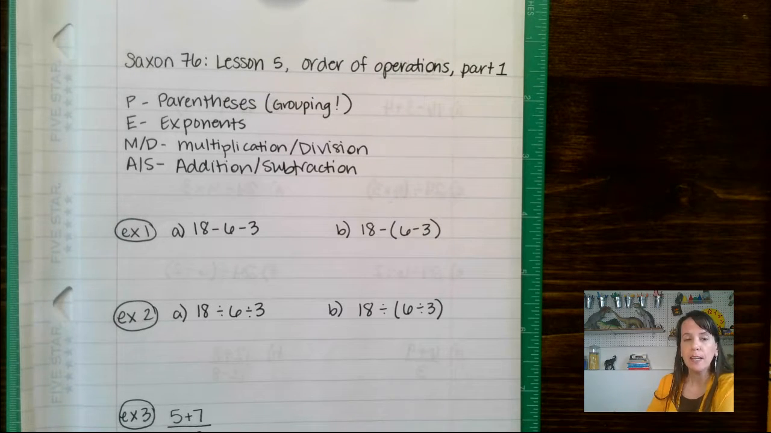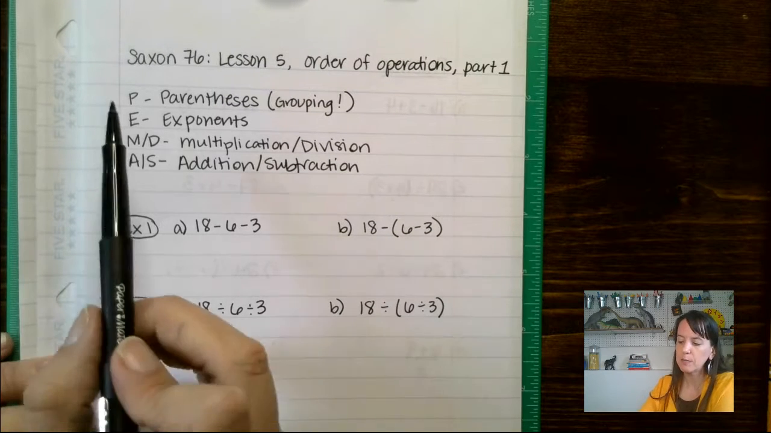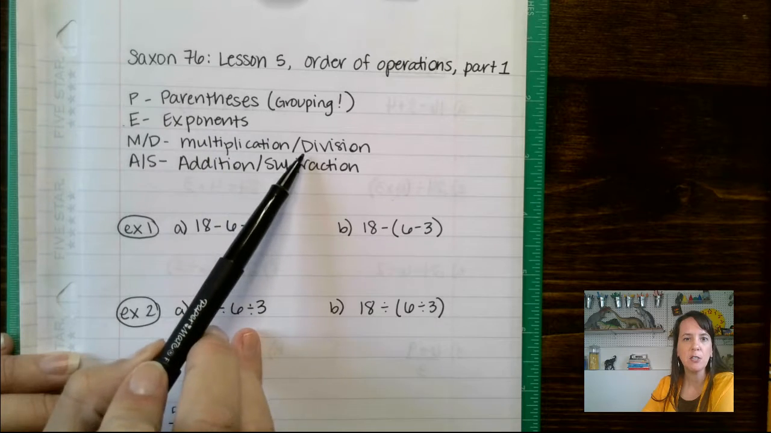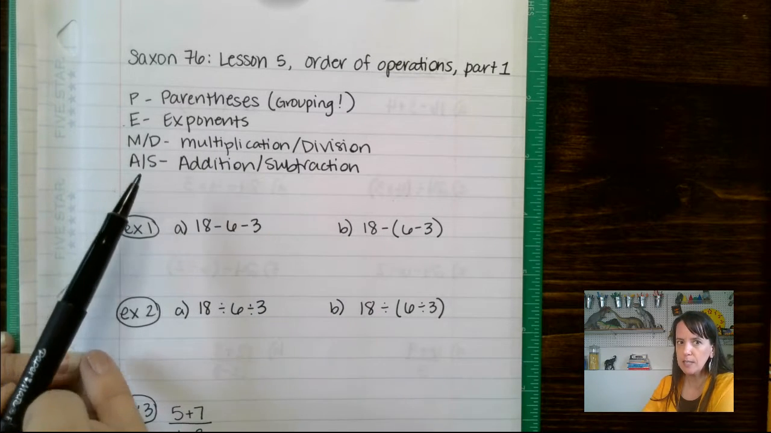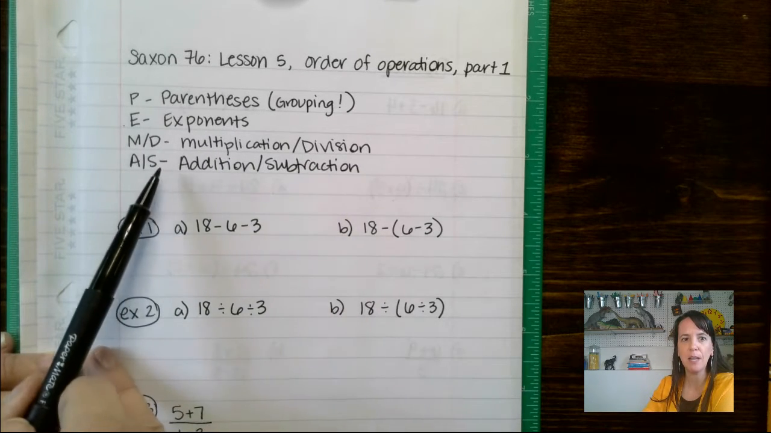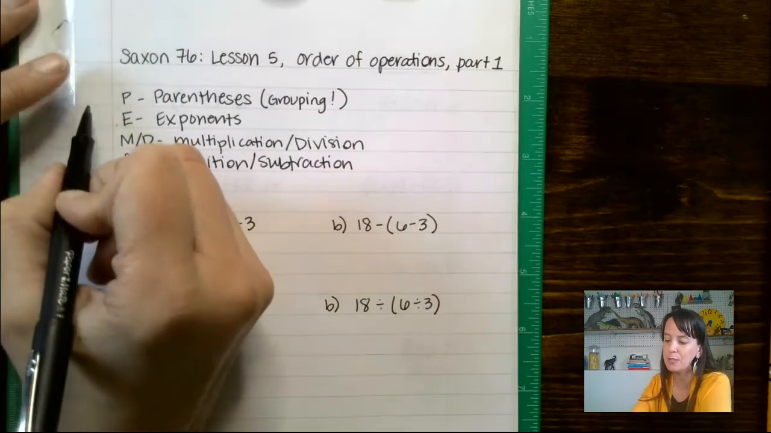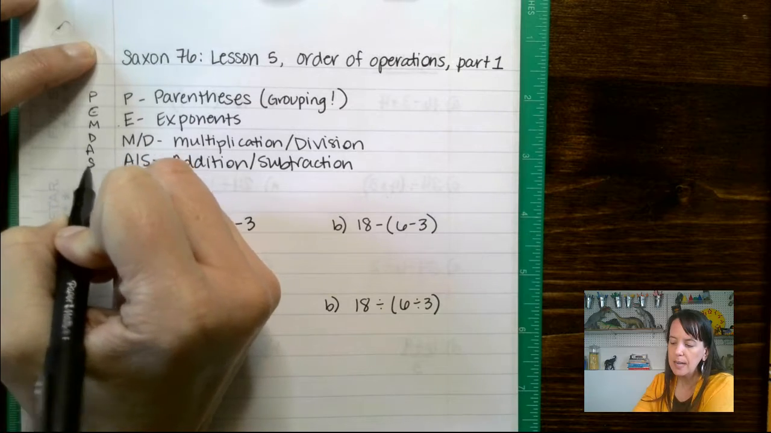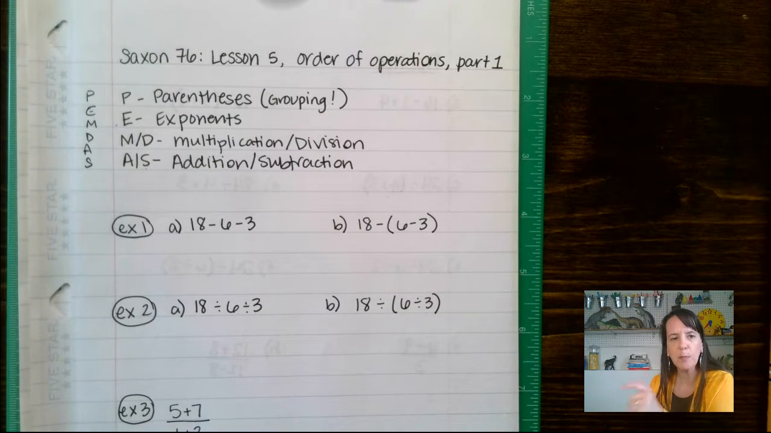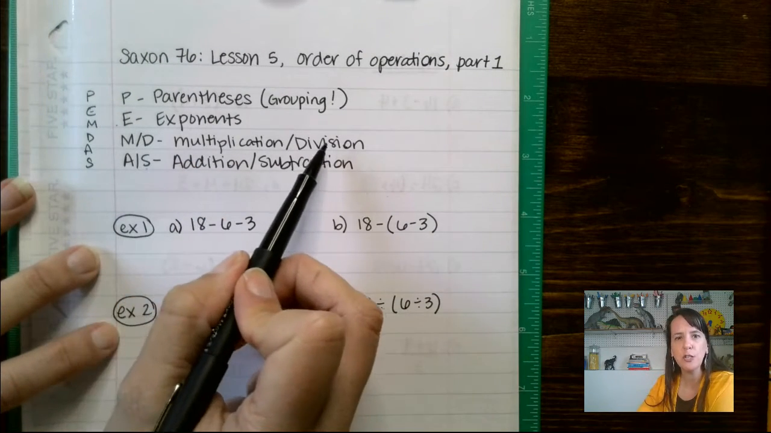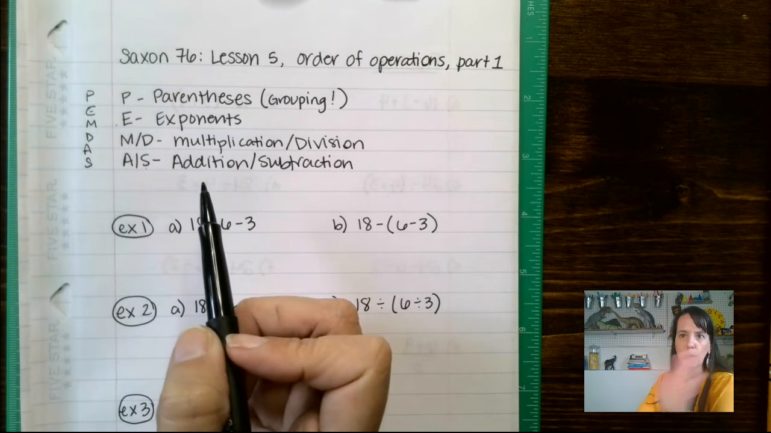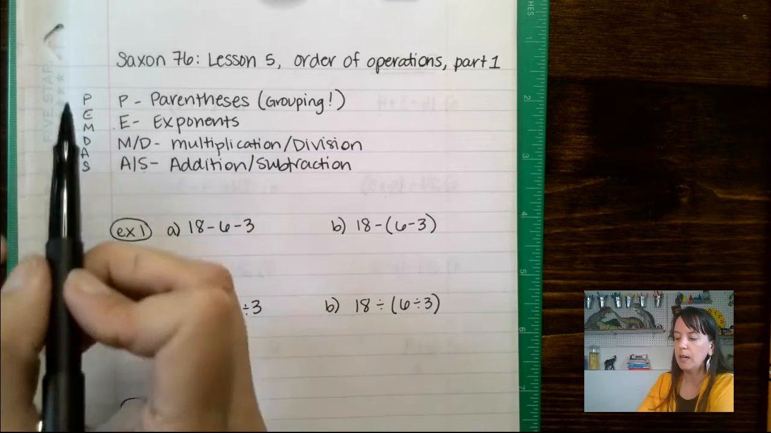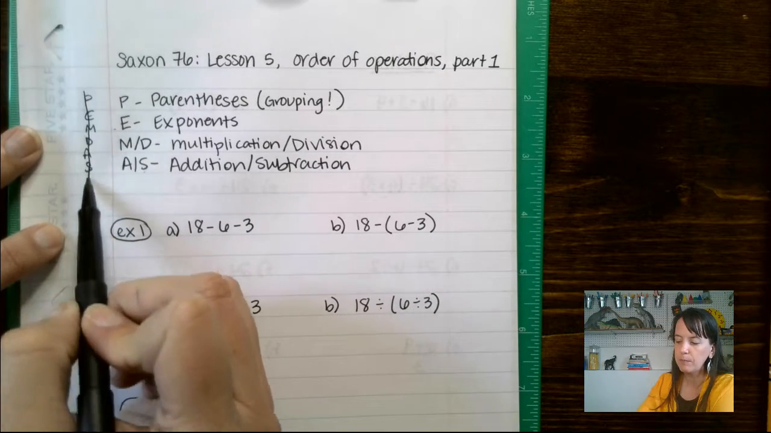In this case, PEMDAS stands for parentheses, exponents, multiplication, division, addition, subtraction. Now, you'll notice that I have multiplication and division on the same line, and addition and subtraction. In the past, you may have seen it like this, PEMDAS. And this is kind of correct, but we like to teach that multiplication and division are equal to each other, and you do them just from left to right. Same with addition and subtraction. So if you've seen it like this before, go ahead and get rid of that.